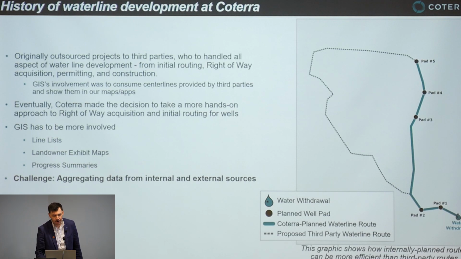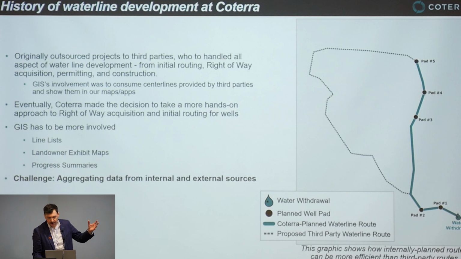And the first is that third parties weren't as incentivized as we were to design the most efficient route by, for example, as this picture shows, routing by other wells along the way from point A, that being the water withdrawal at the south end of the map, to point B, which in this case is pad number 5.